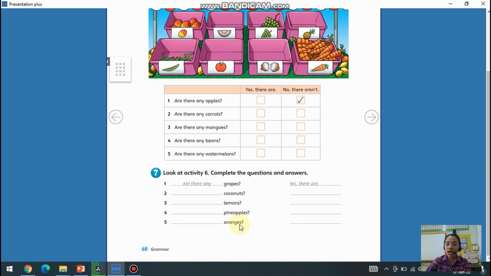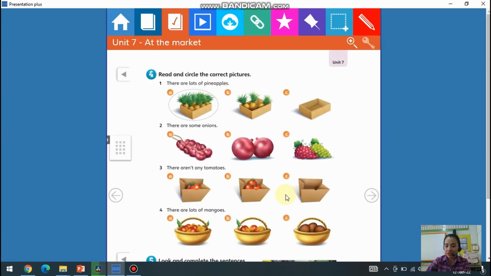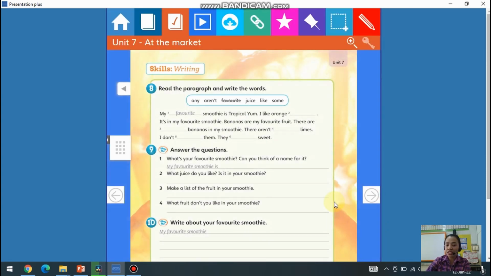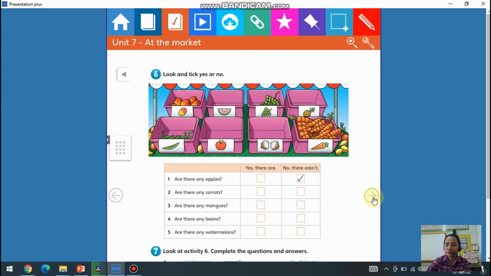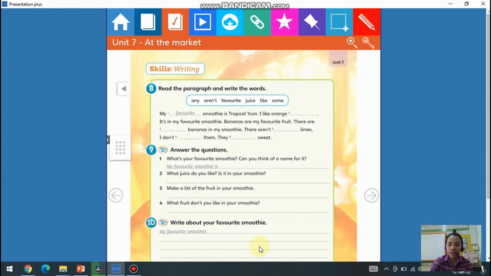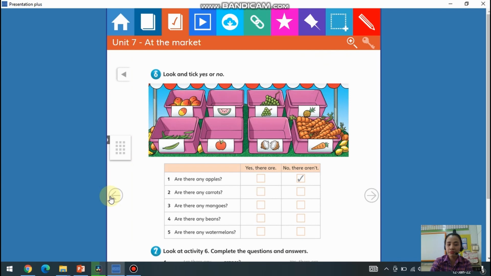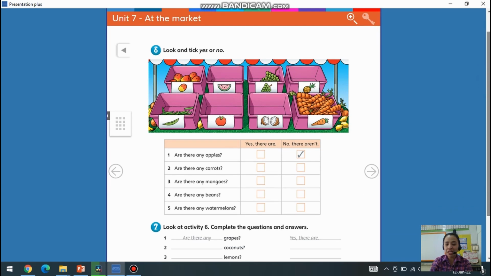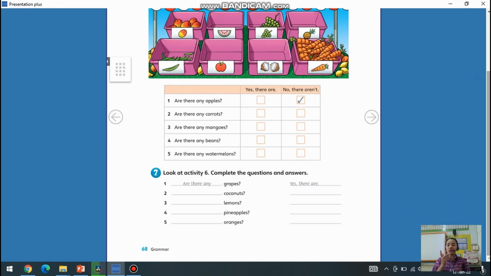So, your activity today, page 67 and page 68. Okay? 67 and 68 only. Take a photo of page 67 and 68 and send it into our line group. Do not forget to write your name and number, so that I can easily check your work.